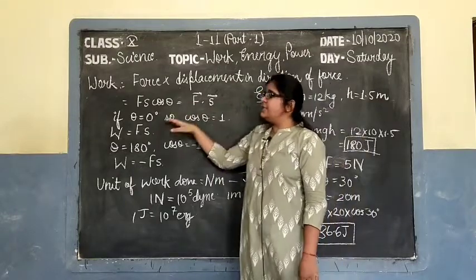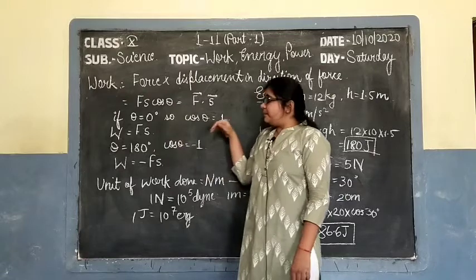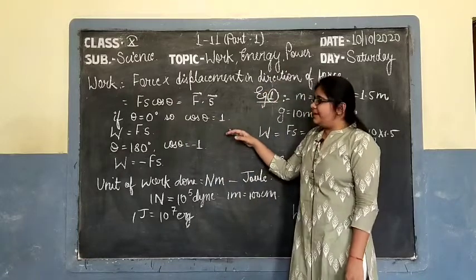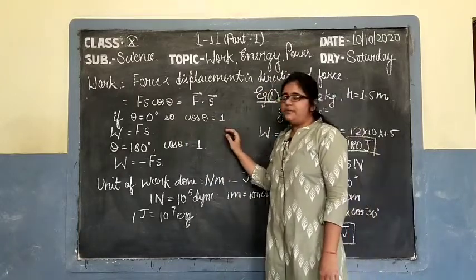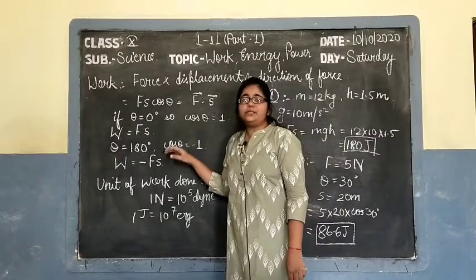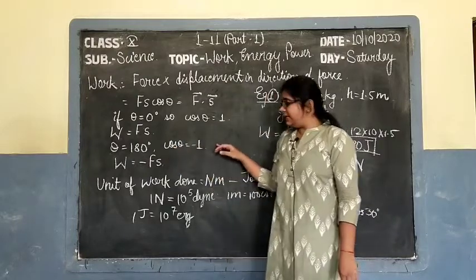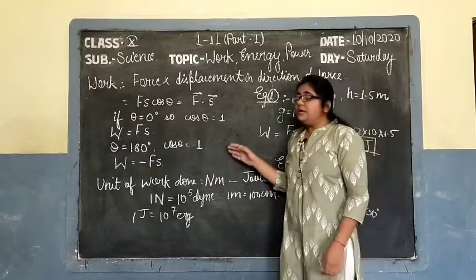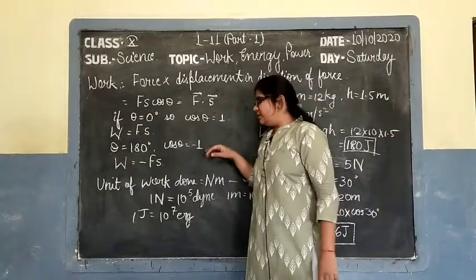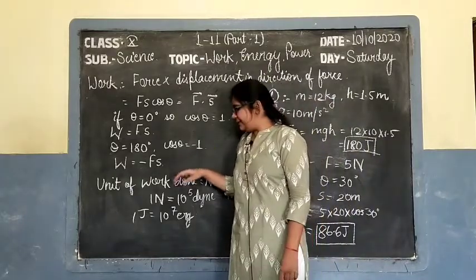If theta is 0 degrees, then the force and displacement are parallel to each other, and the work done will be Fs. And if theta is 180 degrees, then cos theta is -1. Then the force and displacement are in opposite directions, and the work done is -Fs.